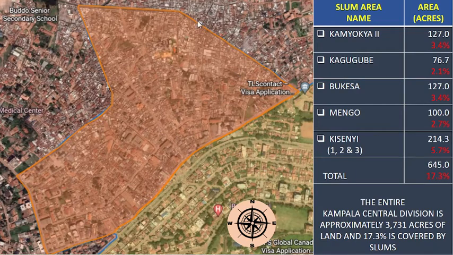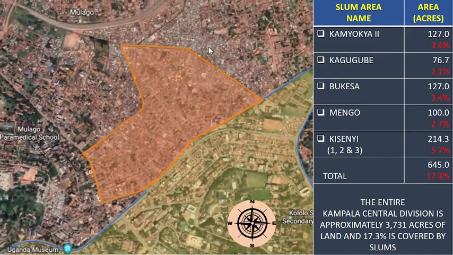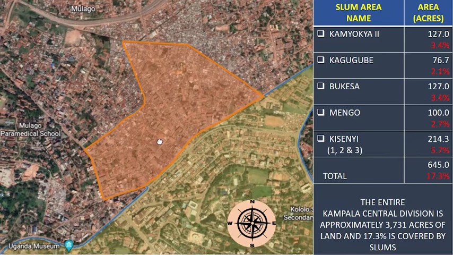Now, for instance, what we have here is Kamwokya 2 slum area, which covers approximately 127 acres of land. This is bounded by quite a number of special boundaries, because you have Nakawa Division in the north, you have Kawempe Division in the west, and then of course the entire Central Division boundaries that already define it. So the boundaries of this slum area have always been intact because of those specific boundaries.